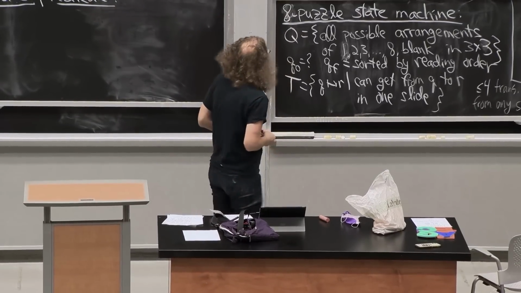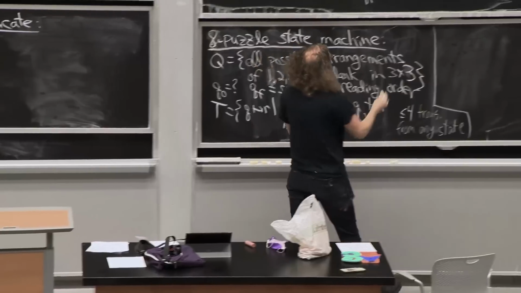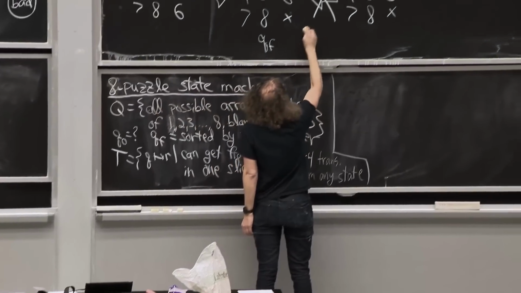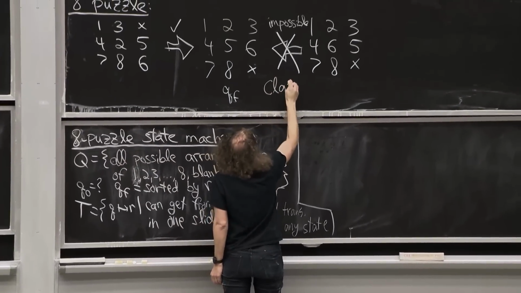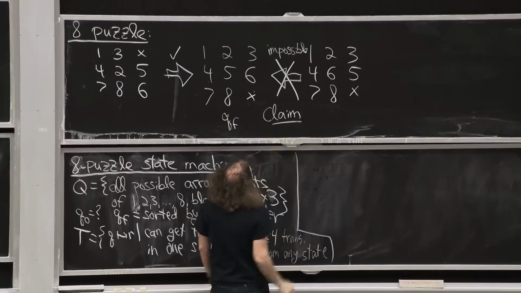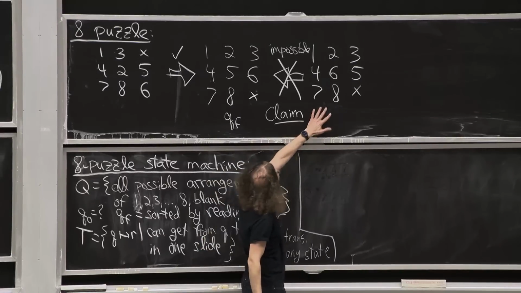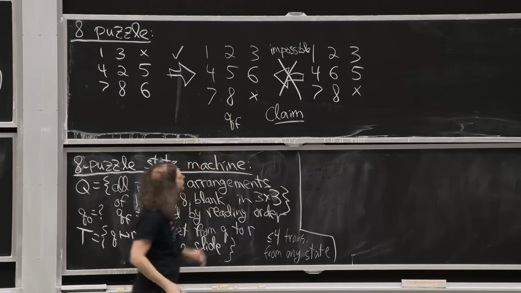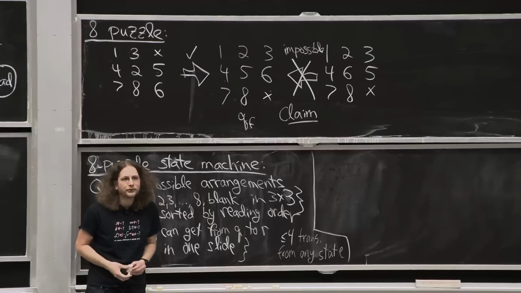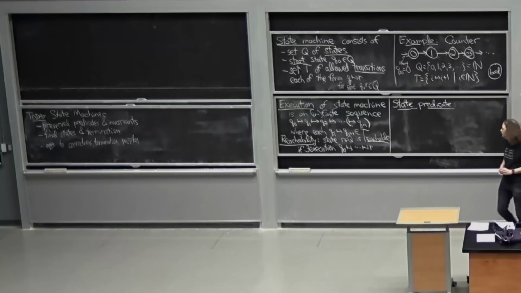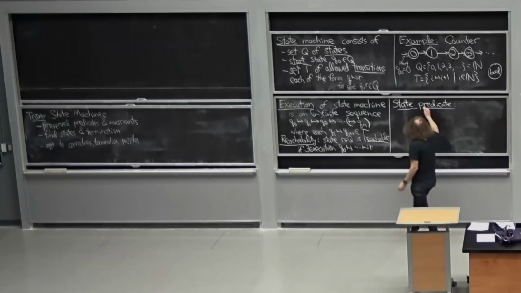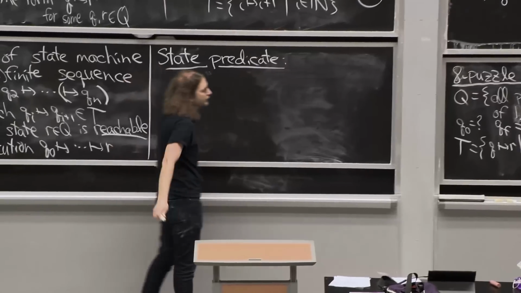OK, so this is a claim that we want to prove. You cannot get from this state with 5 and 6 flipped into this state. And so now we're going to build some technology to do that. And that technology, the first part of it, is called a state predicate.